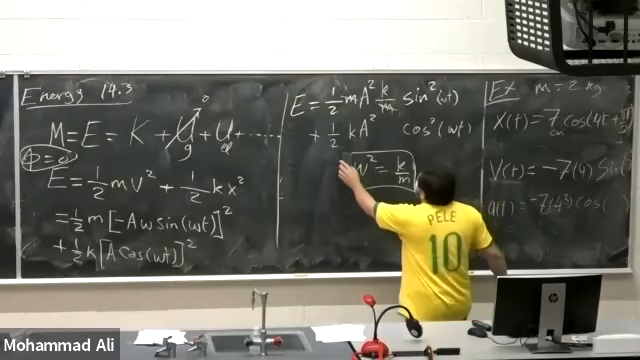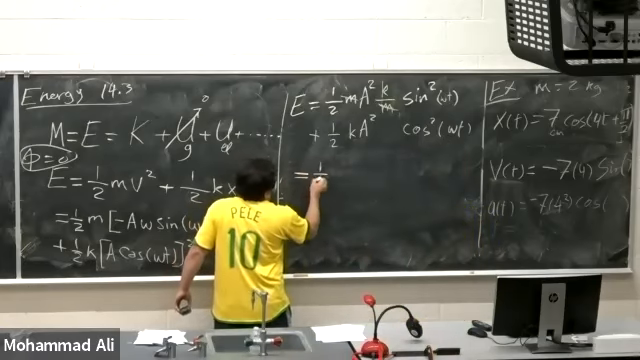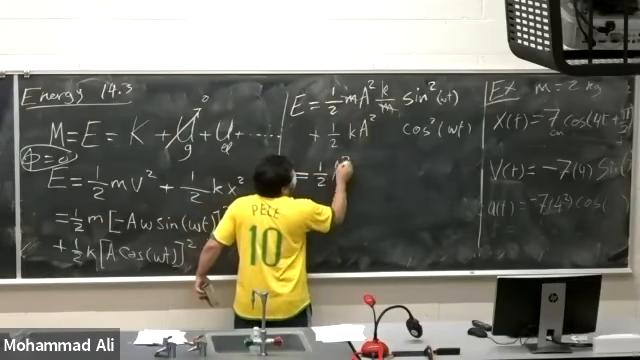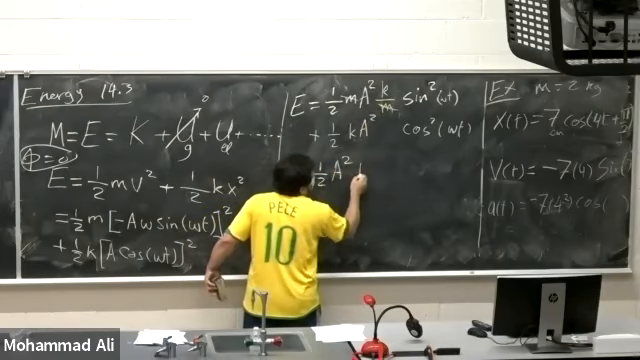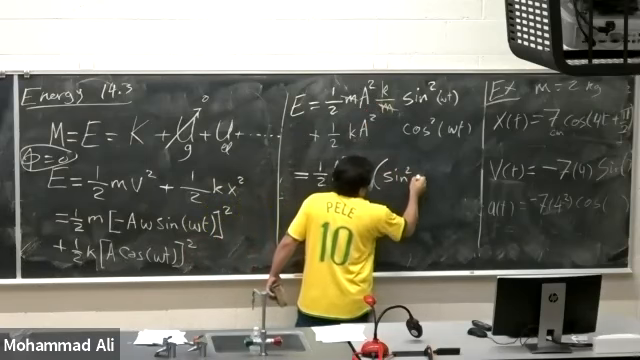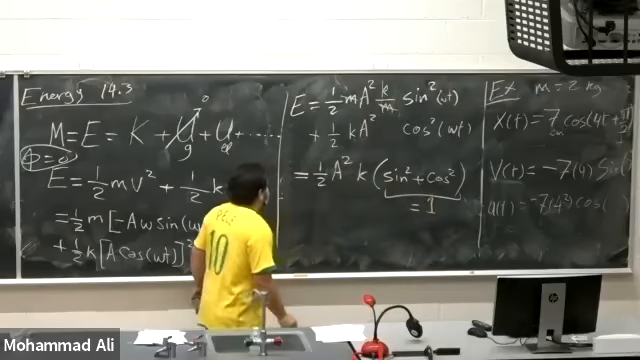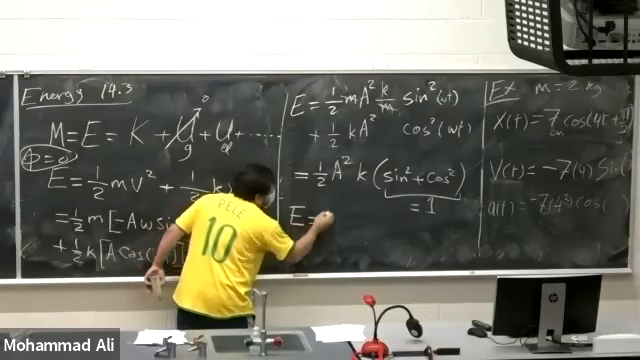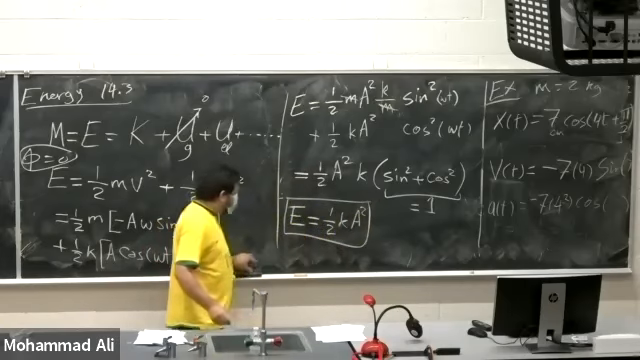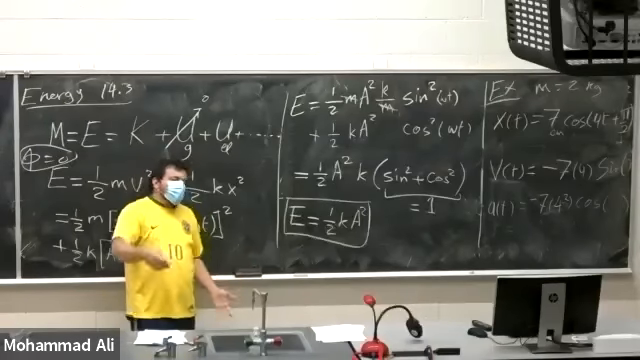Now both terms are the same. We have the energy equal to 1/2 from both terms, a squared from both terms, and k from both of them. Then we have sine squared plus cosine squared, and this is equal to 1. So the total energy is equal to 1/2 k a squared. A is the amplitude.